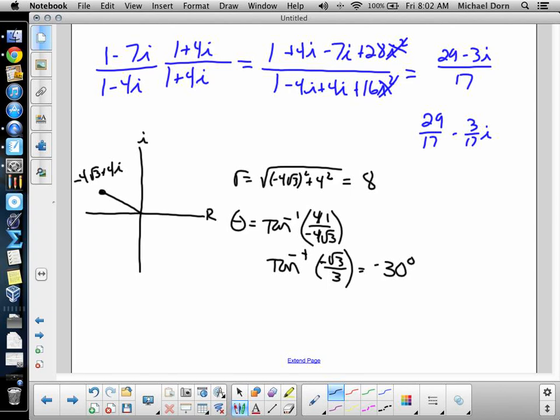Problem is, negative 30 is not my angle. Negative 30 is down here. That doesn't help me one bit. It's the wrong direction. I guess I could make my radius negative, but more likely what we should do is actually just use our actual angle, which you have to add 180, so that's 150 degrees. So it's 8 cosine 150 plus i sine 150.